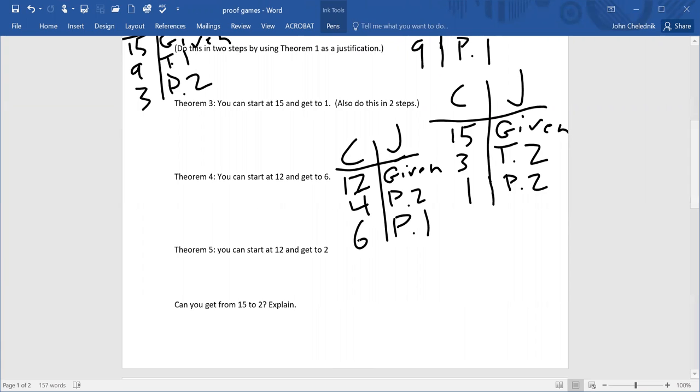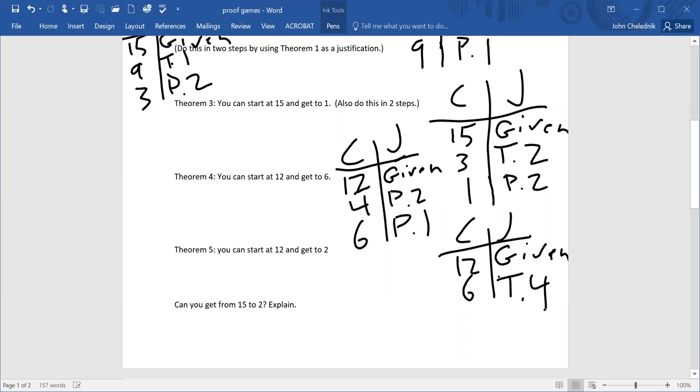Theorem 5 says you can start at 12 and get to 2. Well, 12 is given. In the last theorem, we proved we can go to 6, so we'll use theorem 4 to get to 6. And 6 is divisible by 3, so let's use postulate 2 to get to 2, and then we're done.